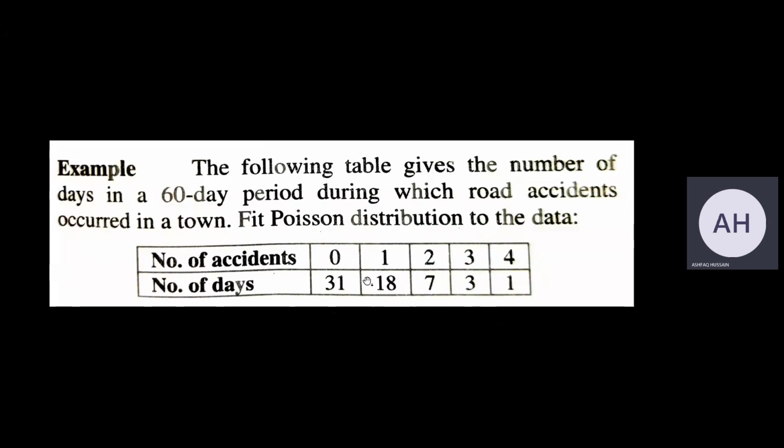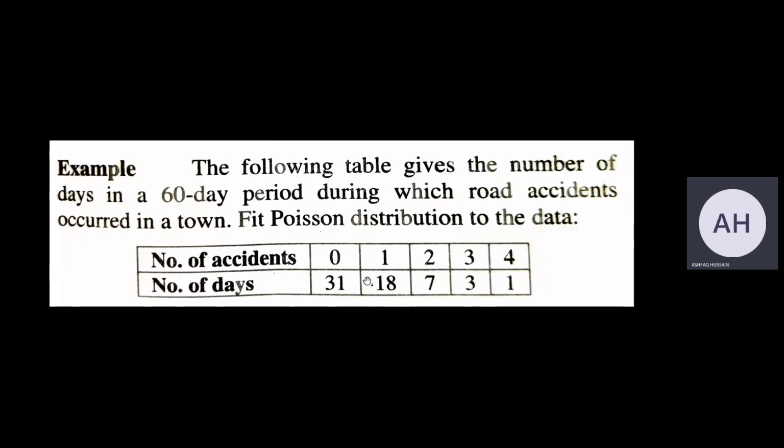This is the discrete method to calculate the mean. Then f into x. If you want to calculate the mean, you remember the equation from the first chapter: m is equal to sum of fx divided by sum of f. So the m value you will get here is 0.75.